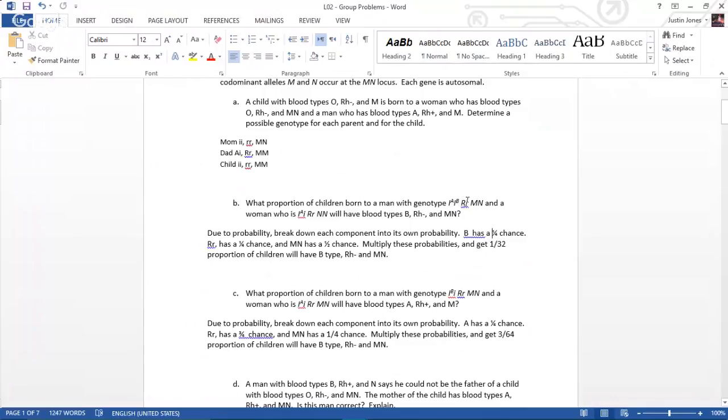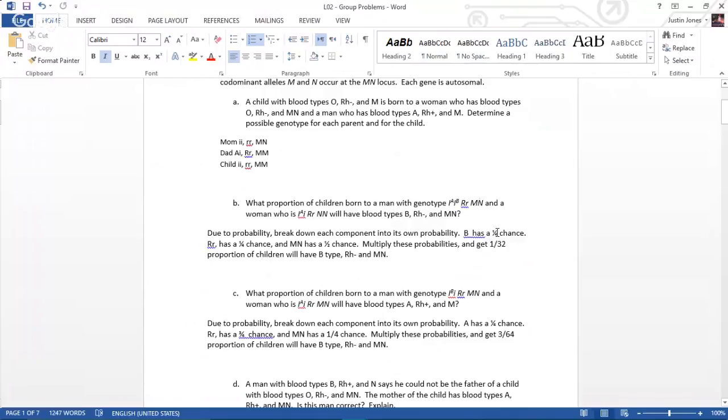Then for Rh minus, we have heterozygous and heterozygous, which means it's going to be a quarter of a chance for the standard probability. So that's another quarter. And then we're looking for MN. So dad has MN. Okay, we need to see what mom has. Mom has NN, so mom is going to give N, which means we need to know what's the odds that dad will give an M. Well, it's going to be 50-50, so then a half chance for the MN.